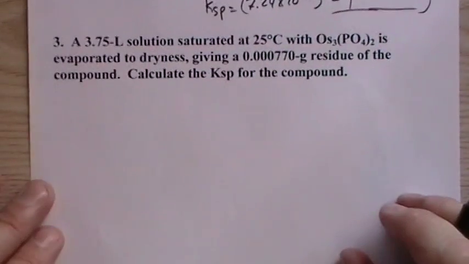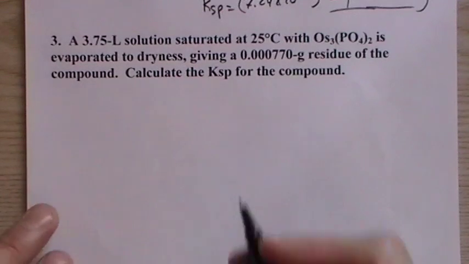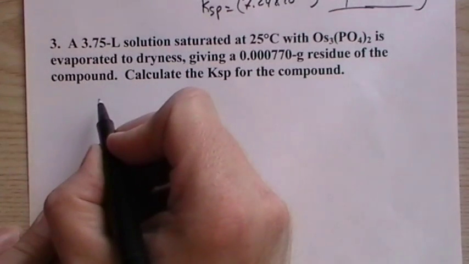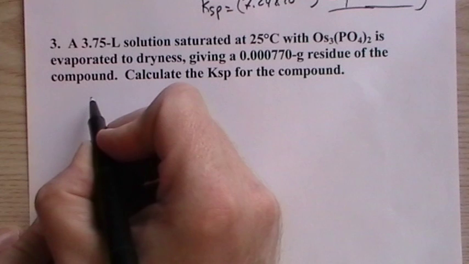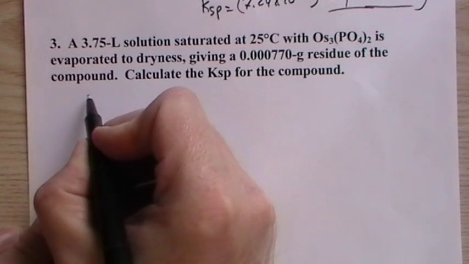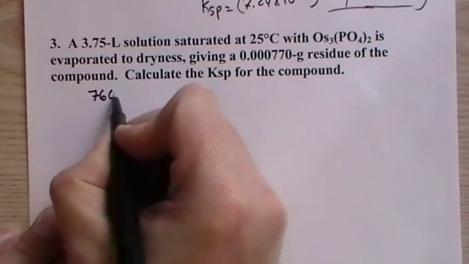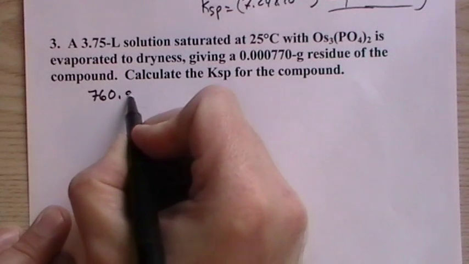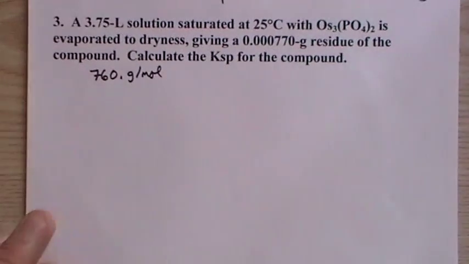All right, let's try another one here. This is about as tough as it's going to get. We get this osmium 2 phosphate. Its molar mass is 760 grams per mole. Just to write that up there.